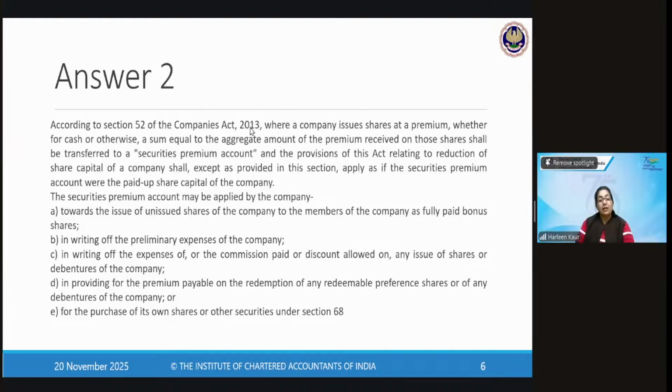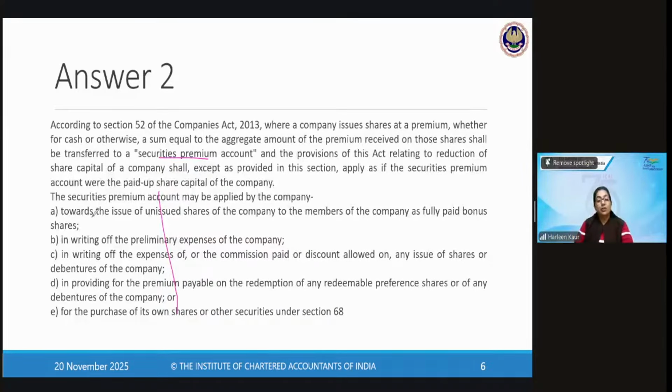Yes, if it follows section 133, excellent. So you will tell them that, as I just explained, a sum equal to the premium received will go to the securities premium account. It can only be used for these 5 things. And it is a very important question. Once it came in your advanced accounts paper, the same question, and also in law. So such topics which are common in both places, you must learn them because you have an advantage of answering them in either paper.